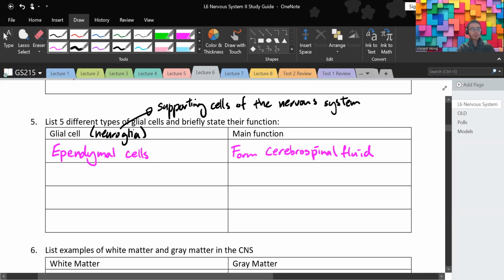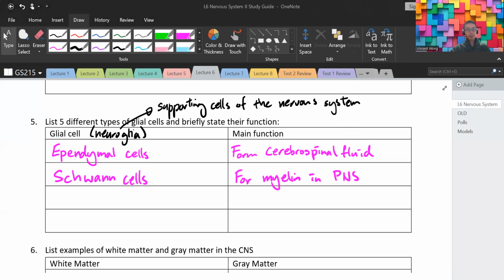Give me another one. Anyone? And give me another glial cell. Schwann cell and oligodendrocytes. Thank you. Perfect. Schwann cells, which form the myelin, right? The waxy stuff that goes around the axon and speeds up conduction. In the PNS, that is, peripheral nervous system, anything that's not part of the brain or the spinal cord.